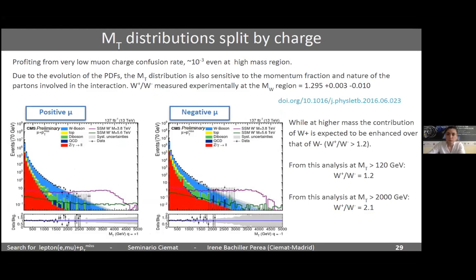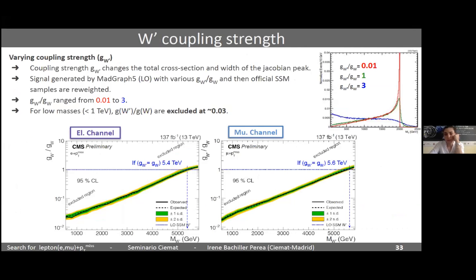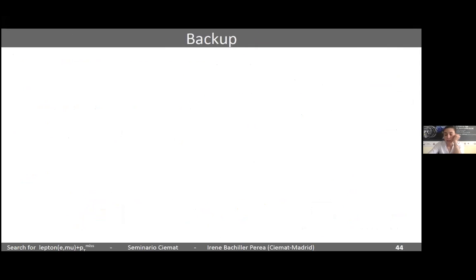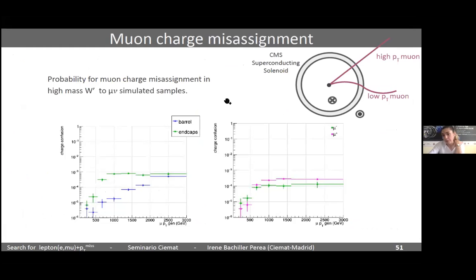Yes, maybe it's a stupid question, but I'm a bit surprised by the muon charge: it is already quite low, and you have very high PT muons. Do you know how they get that accurate number? Because it's very, very low. Well, I can show you also the distribution here in backup. I had the muon charge misassignment ratio.